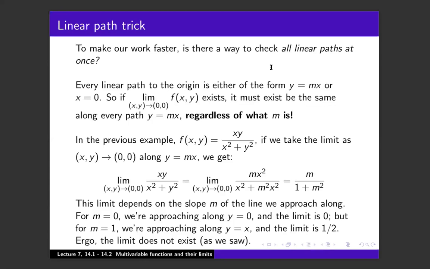we're approaching along. So for m equals 0, we're approaching along y equals 0. But for m equals 1, we're approaching along y equals x. And that's the limit 1/2 in that case. 1 over 1 plus 1, that's 1/2. So what that means is that for different slopes, we're going to get different numbers. And the limit does not exist in that case. So that's the issue that's going on over here.